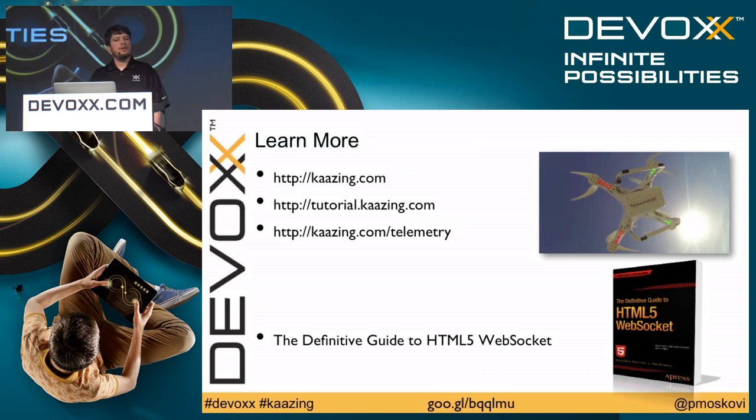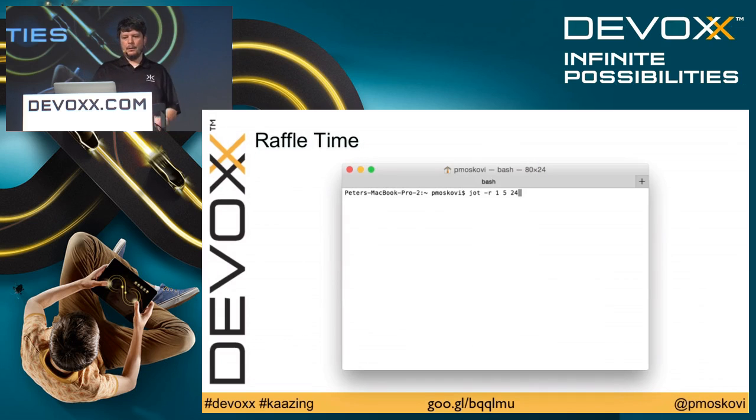So if you wanted to learn more about all this, obviously the Kaazing website is there for you. I showed the tutorial, the simple JMS tutorial, where multiple clients were connected. And you can learn more about the various IoT demos on the telemetry site.